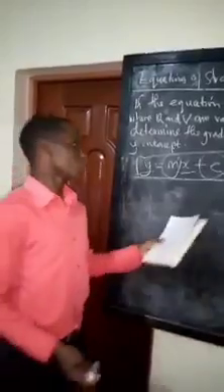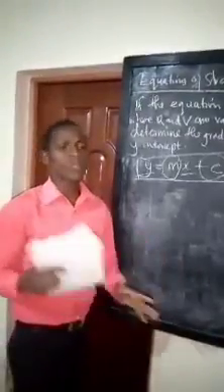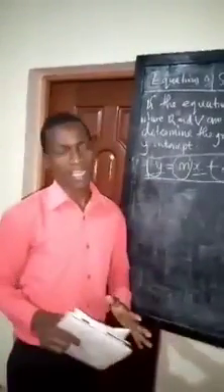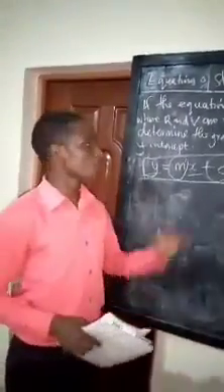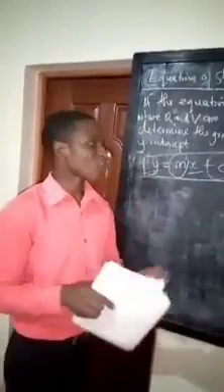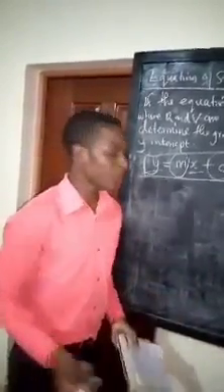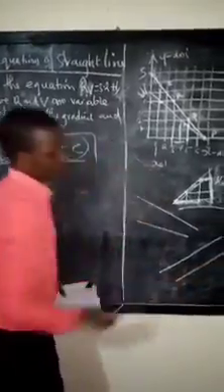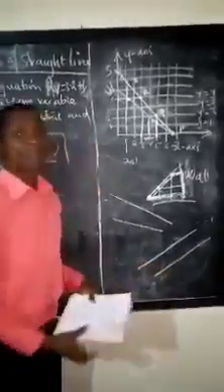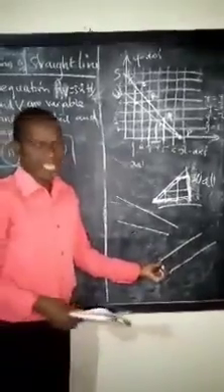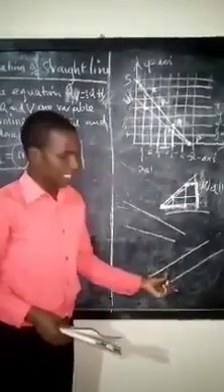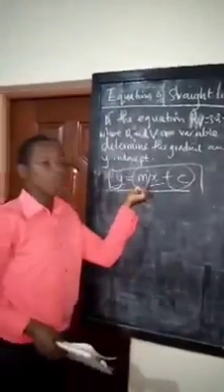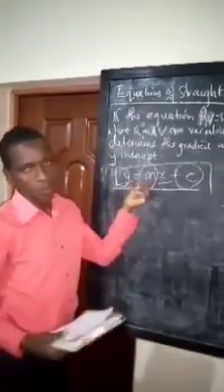Then again, something else to note is the relationship between gradients when the lines are parallel or perpendicular to one another. To remind ourselves, we've said before, when the lines are parallel to one another, the gradients are the same. If they are parallel, it means they will never meet. The steepness is the same, so the gradient is the same. Therefore, the value of m will be equal.